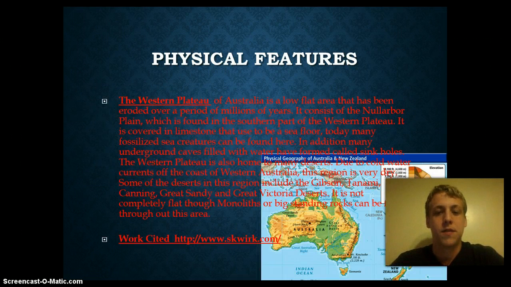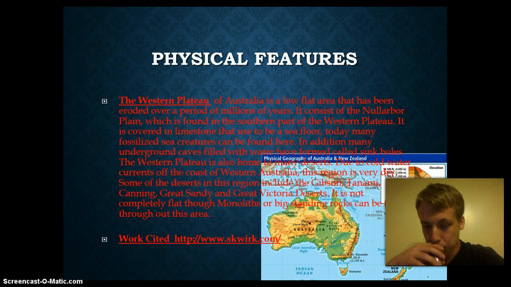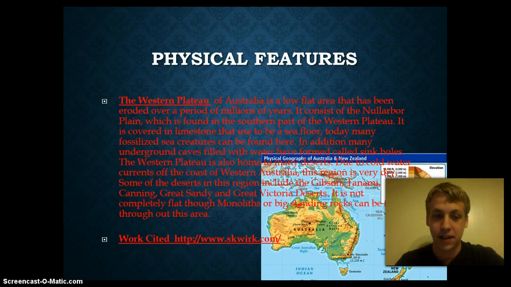The Western Plateau of Australia is a low flat area that has been eroded over a period of millions of years. It consists of the Nullarbor Plain, which is found in the southern part of the Western Plateau. It is covered in limestone that used to be a sea floor. Today, many fossilized sea creatures can be found here. In addition, many underground caves filled with water have been formed, called sinkholes.